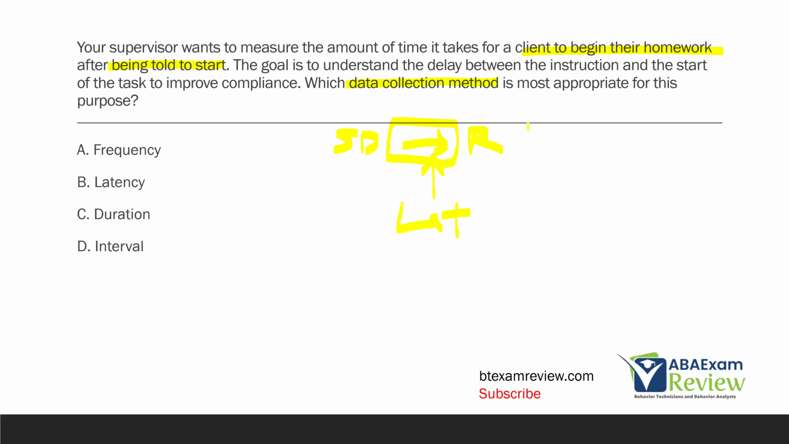We're measuring that time. That's our latency. We're not measuring duration. Duration measures the length of a response, typically, and we're measuring the time in between the SD and the response. So be very careful with your timing measurement procedures. Make sure you know what you're measuring. And then D, interval. Interval is a discontinuous measurement. We need to start an actual interval to measure, which we don't have intervals to measure here. We are simply looking at latency between being told to begin the homework and then actually starting that homework. So the data collection method most appropriate is B, latency.